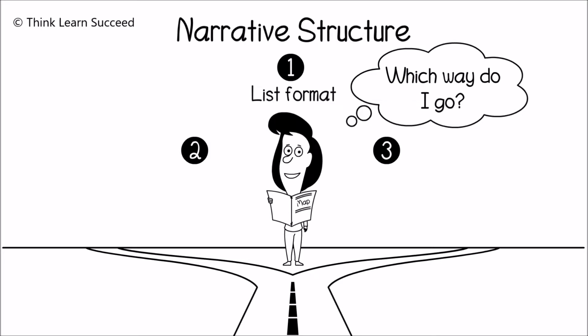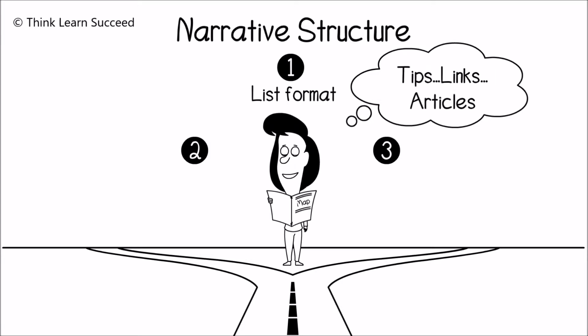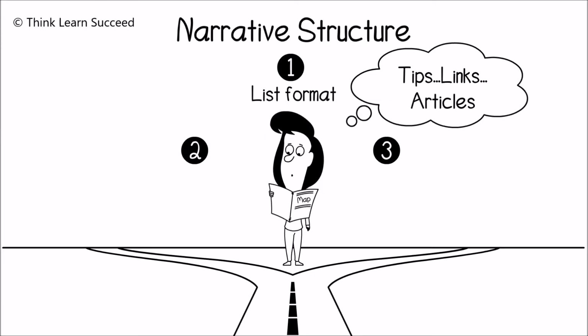The first is the list format. List posts can include collations of tips, useful links, or articles that your readers will find helpful. If you want to produce content quickly, this narrative structure is fantastic because you're just repackaging content that already exists.